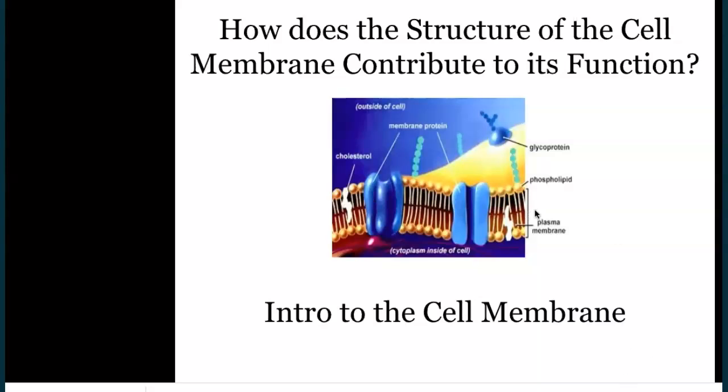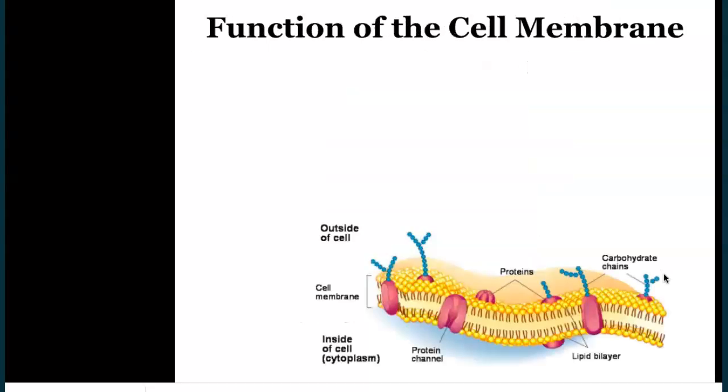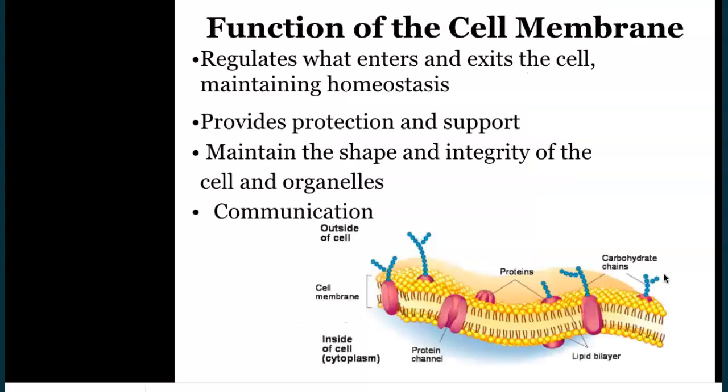So as you can see, the cell membrane is kind of complicated. It's got a lot of different structures in it. It serves a few functions. The obvious is that it's a boundary, right? So it regulates what enters and exits the cell, and that way it maintains homeostasis. So it keeps bad things out, good things in. It controls how much can move through and when it can move through.